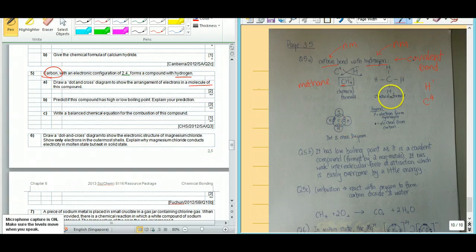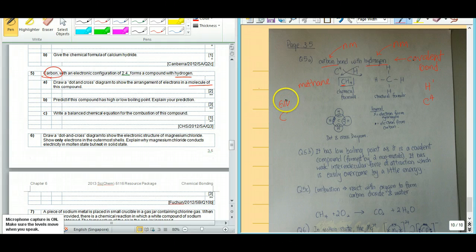Now take note, first thing, we look at the arrangement, then we draw the dot and cross diagram based on it. So carbon in the middle, surrounded by 4 hydrogens with 4 overlapping regions because of the 4 bonds. As all of them are single bonds, there will be a cross and dot in each overlap region.